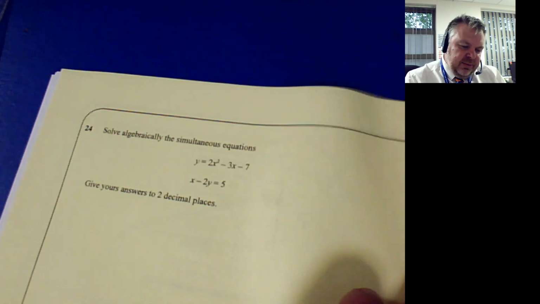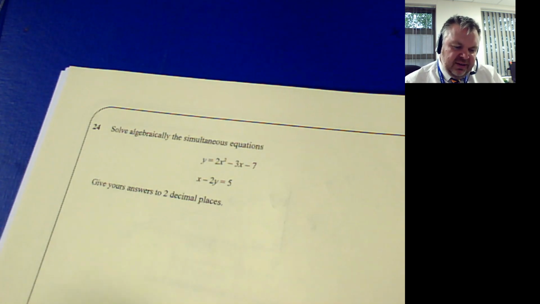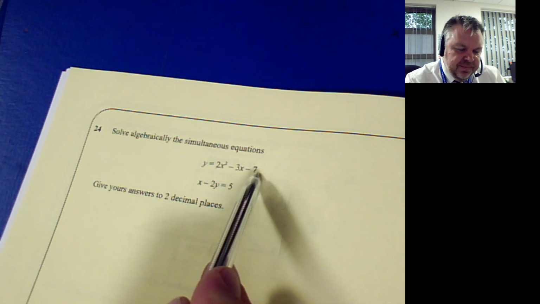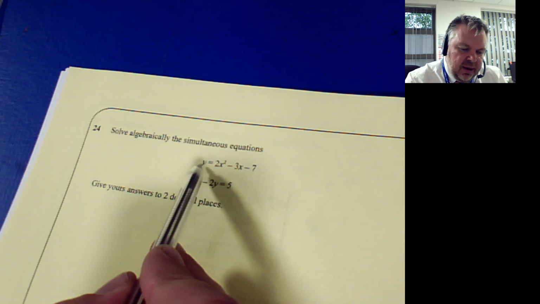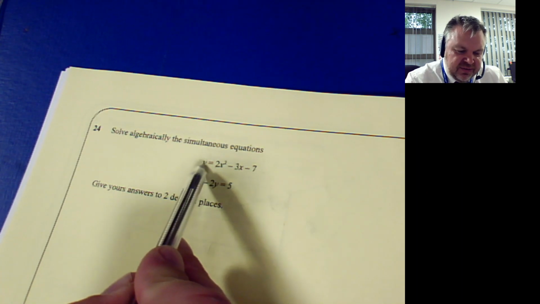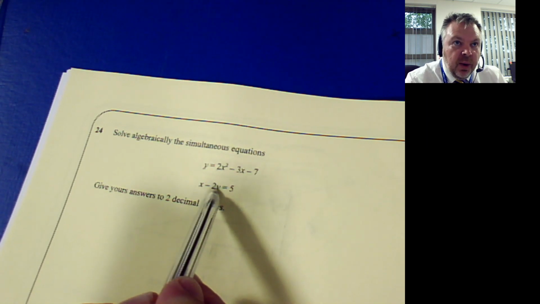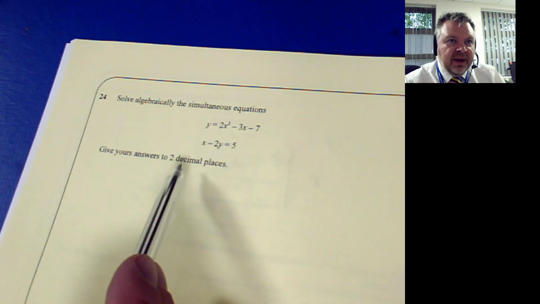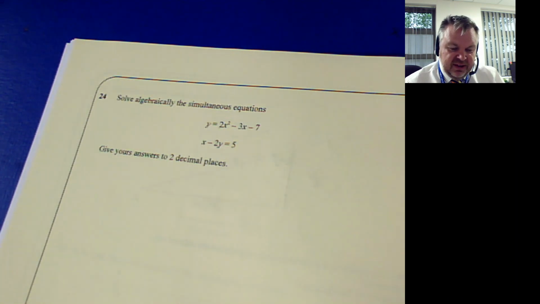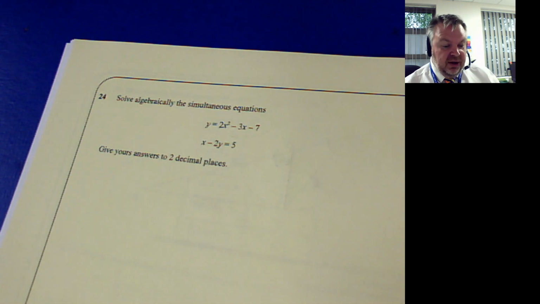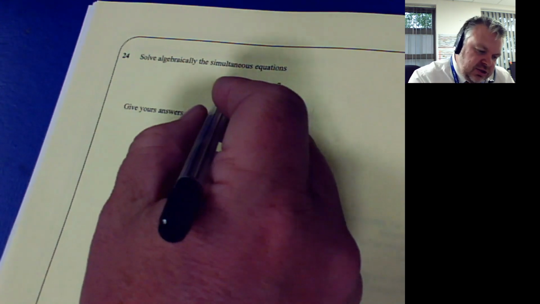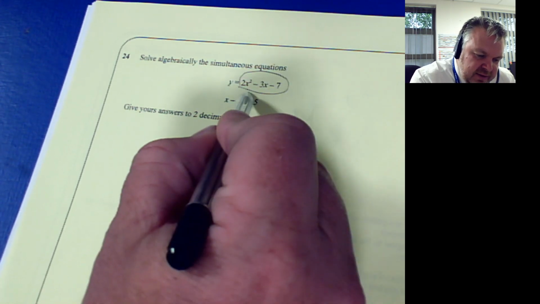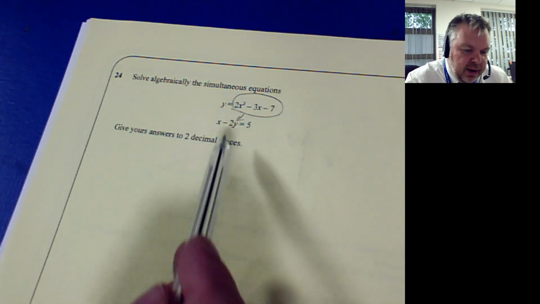Solve algebraically the simultaneous equations. We've got two quite nasty looking equations, but we do know that y equals something. When I see something like this, if it says y equals, I change the y in the second one to what it says it's worth in the first. Another massive clue: give your answer to decimal places, which means I'm going to be using my quadratic formula at some point. So I'm substituting that into where it says y.